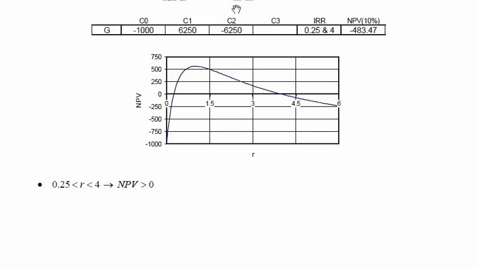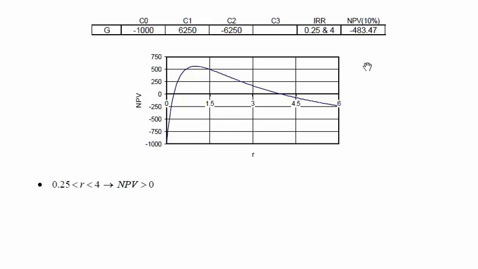The project has two years. It starts with an investment of 1,000 euros. Then it will produce a cash flow of 6,250 euros, and then we will have this expense in the end, at time 2. When we try to find the internal rate of return, in this case, there are two solutions. One is 25%, and the other one is 4, that is 400%.